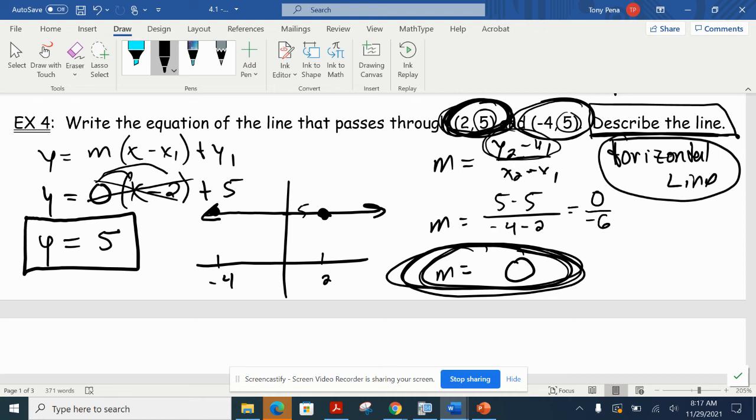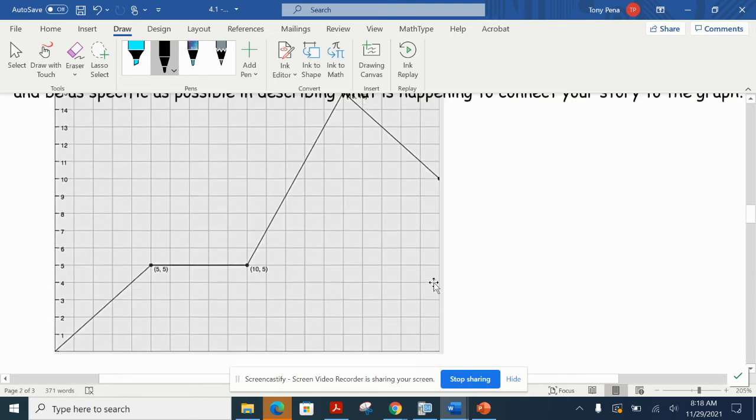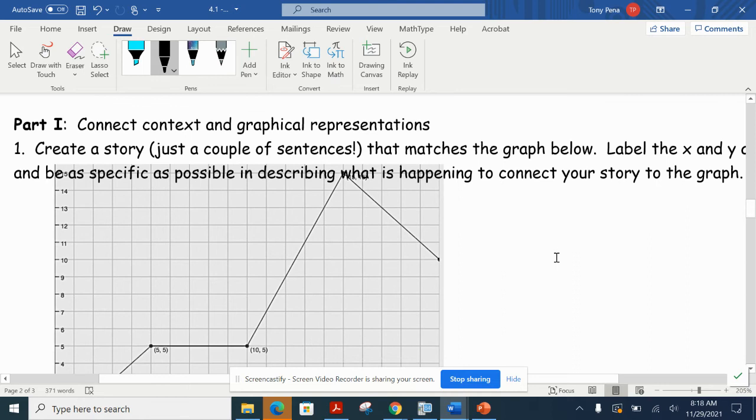So the two things we want to know about a horizontal line, whenever I have a horizontal line, your slope is always 0. And then if you look at this equation here, notice how there is no x. It's always just y set equal to some number. The equation of a horizontal line is always y equals some number. All right, there will be no x in there. Okay, so keep that one in mind. We're going to see that quite often. Okay, all right, go to the next page.